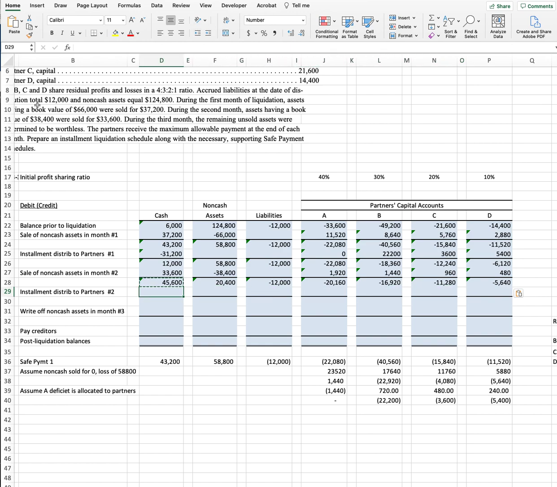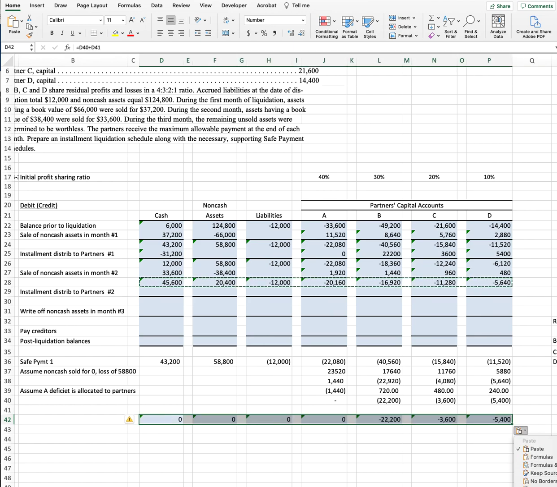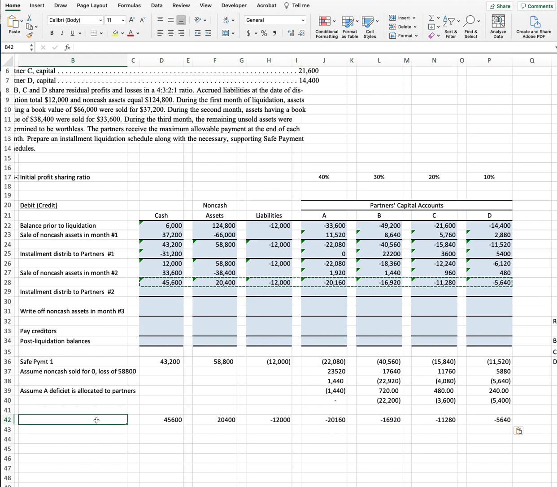Okay, so now we have to figure out the installment to distribution, so it's our safe payment number 2. So again, I'm going to just pull this down. So I'm going to copy it, come down a little ways, paste it, just the values. And we're going to call it safe payment 2. And so we need to do the same thing, and this time we're going to assume non-cash sold for 0.